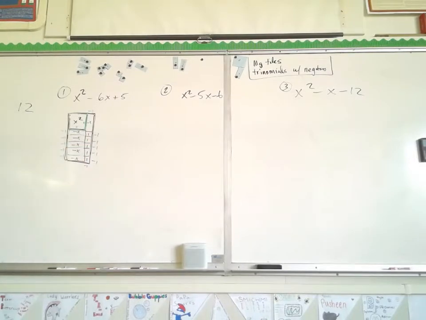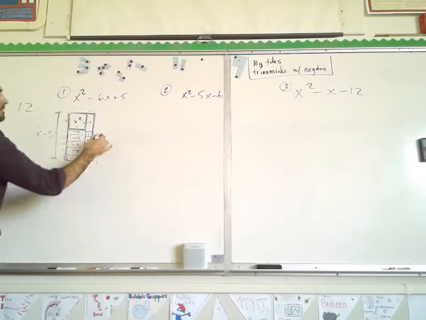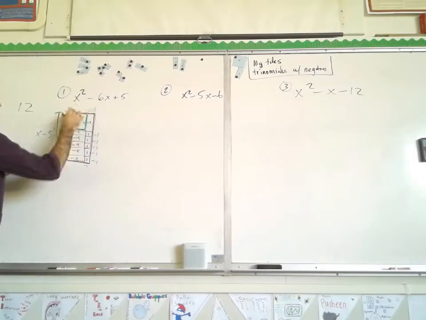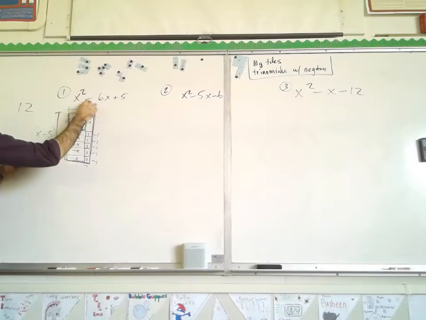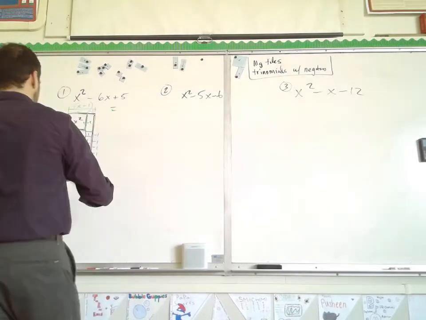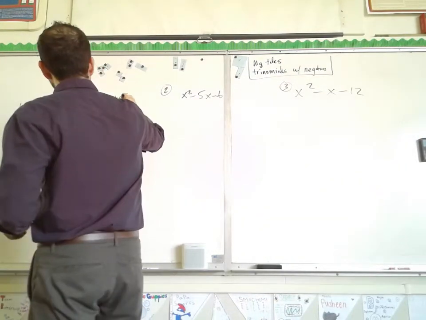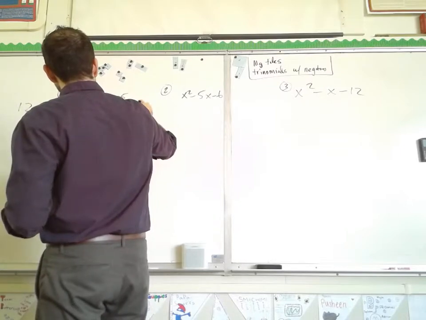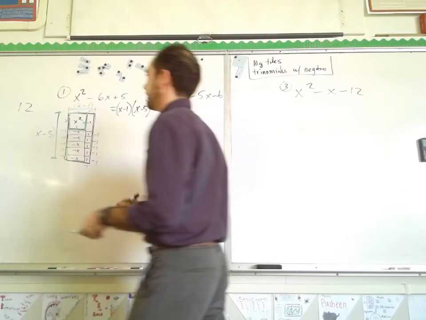So let's do it, what is that length? X minus 5. And then, what is this length? X minus 1. So we got this as x minus 1, x minus 5. If you did that out, you FOILed it.